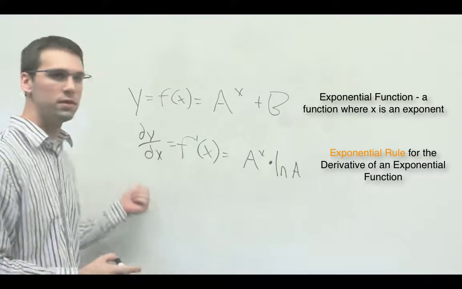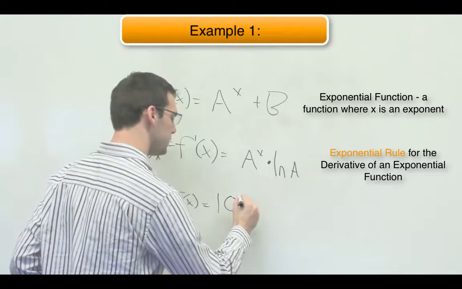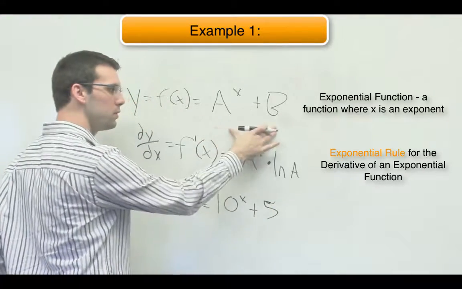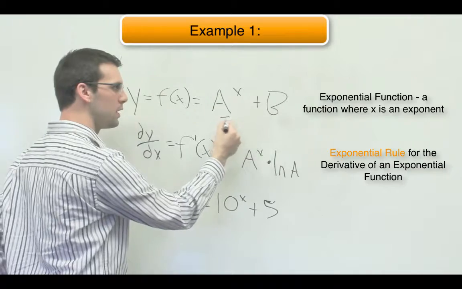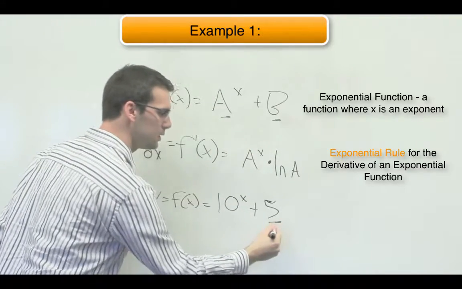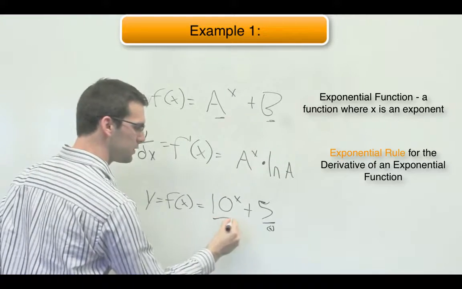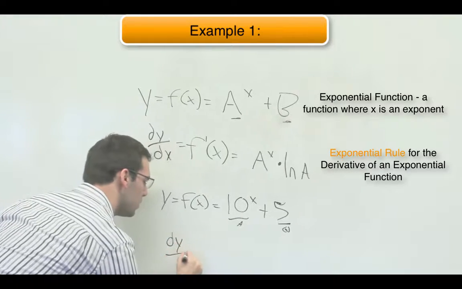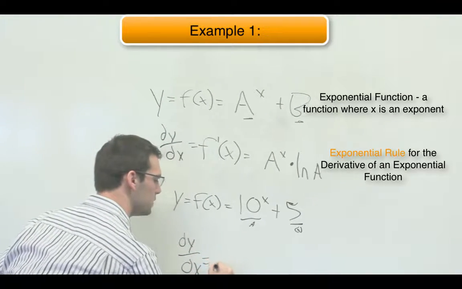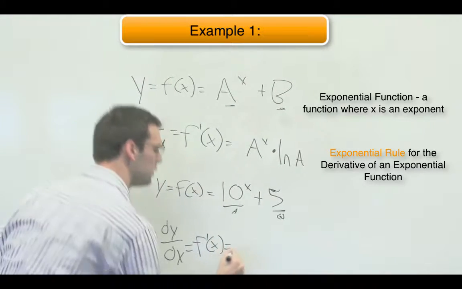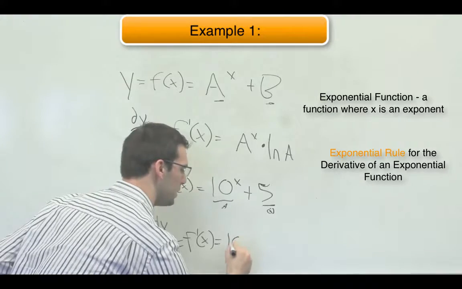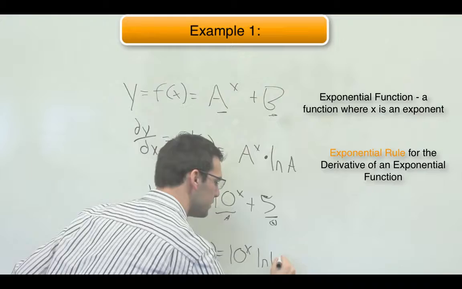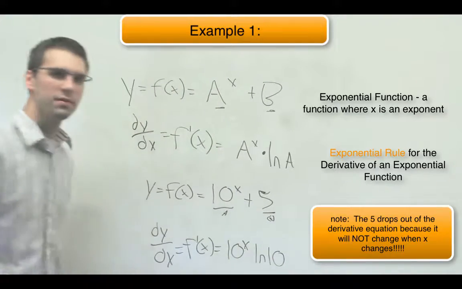We'll go ahead and throw this into an example so you can see it. 10 to the x plus 5, right? In this rule, we find our a and our b. This is our b, so to speak. This is our a. That's our x. So dy over dx equals f prime of x equals 10 to the x times the natural log of 10, and the 5 drops off.